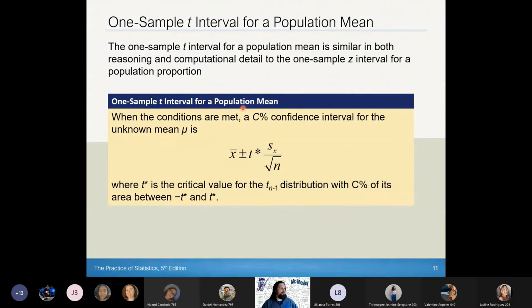We have the one sample t interval for a population mean when the conditions are met. A C% confidence interval for the unknown mean mu is x bar plus or minus t star times s sub x divided by the square root of n, where t star is the critical value for the t distribution with n minus 1 degrees of freedom, with C% of its area between negative t star and t star. This formula you're going to want to have recorded somewhere and get used to using for this inference method, making an inference about a population mean.